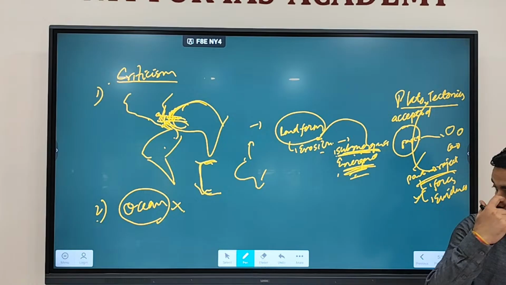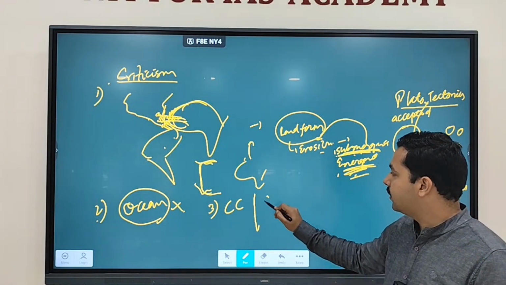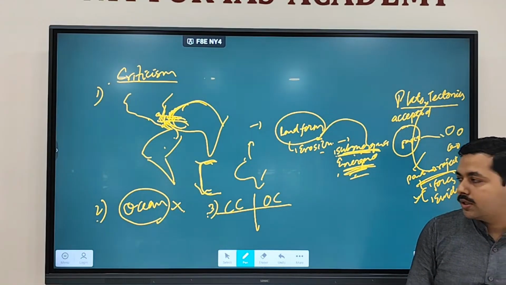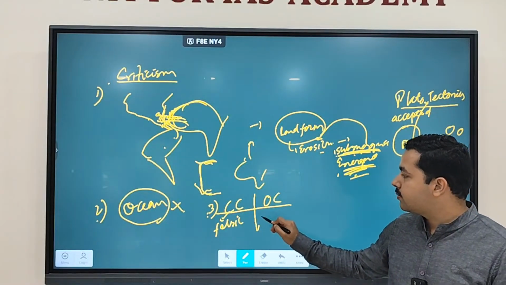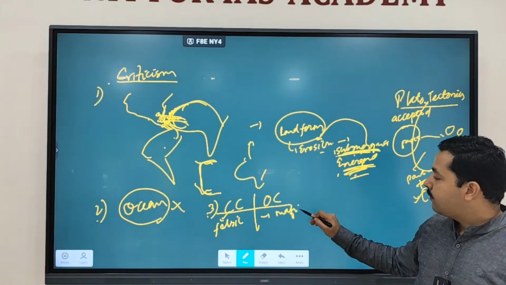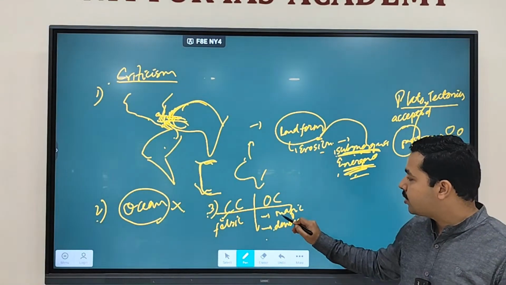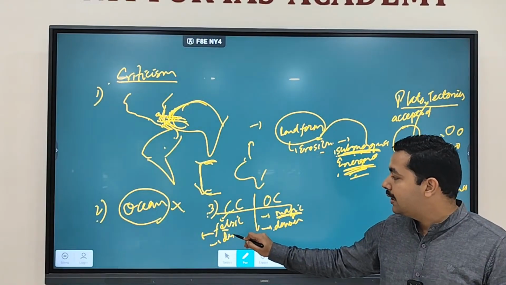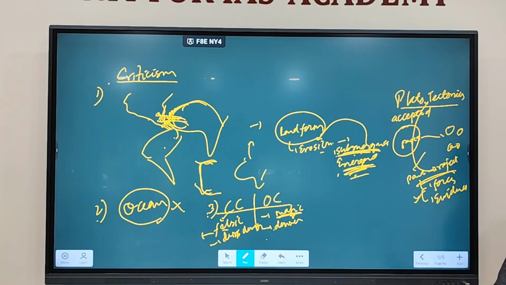Clear? Now, if you remember, we discussed there are two types of crust: continental crust and oceanic crust. Continental crust is made up of which type of rock? Felsic. And oceanic crust is made up of which type? Mafic. And we discussed which crust is more dense. Oceanic crust is more dense because it is made up of iron and magnesium, while continental crust is made up of silica and aluminum. So continental crust is less dense. Oceanic crust is more dense. Clear? Any doubt regarding this one?